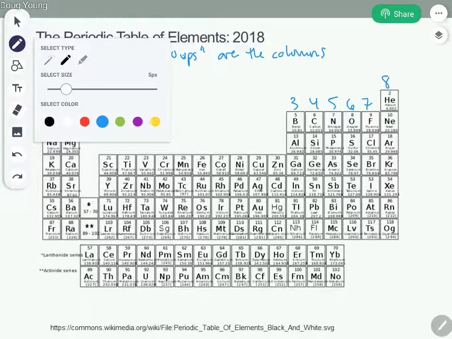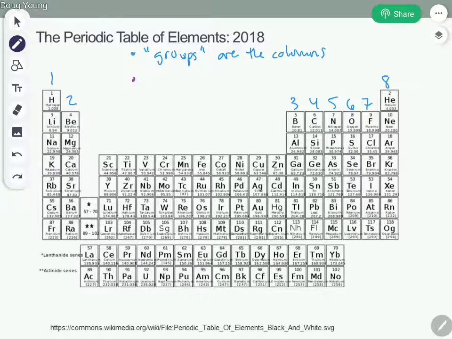So you've got the groups that are the columns, and then you have the periods, which are the rows. So periods are the rows. By rows, I'm talking about here, like here's the first row, the second row, third, fourth, fifth, sixth, seventh. So I have 7 rows on the current periodic table. Maybe there'll be 8 if we discover a new element.